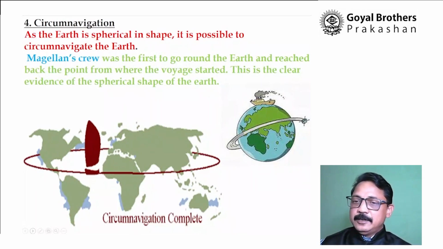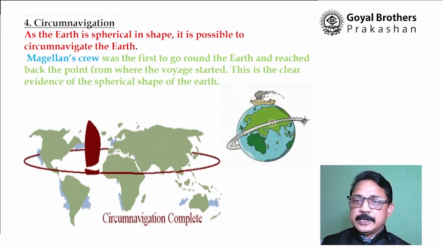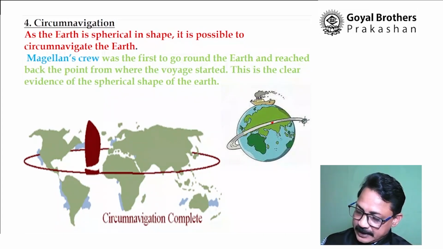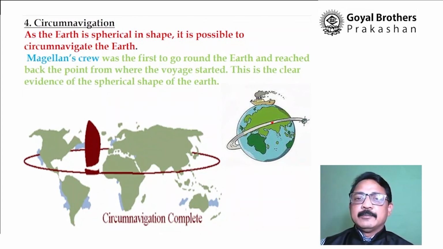So Magellan was one sailor, and he began his journey, dear students, from one part of the earth like this, and he was so sure that earth is spherical in shape, so he began traveling, and after completing that entire round, his crew came back to the place from where they had started.